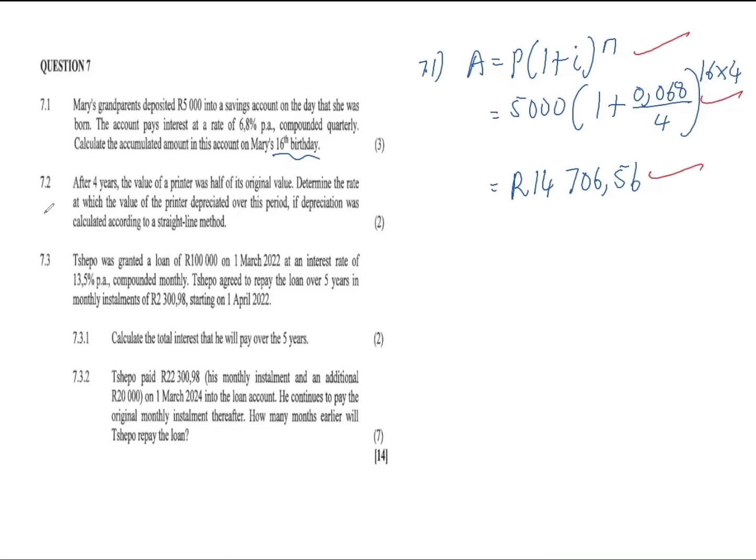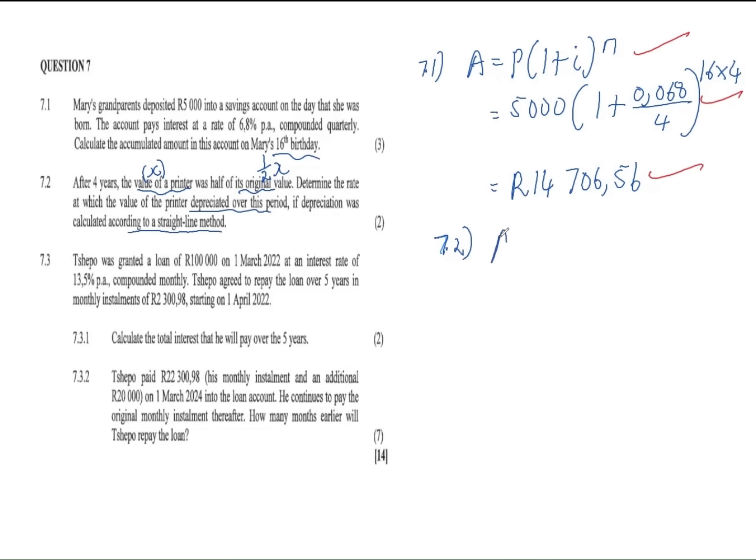Then we have 7.2. 7.2 is saying, after 4 years, the value of a printer was half of its original value. The value of the printer is not given. So let's take the value of the printer initially as X, and then after 4 years, it depreciates to half of its original price, which is half X. Determine the rate at which the value of the printer depreciated over this period if depreciation was calculated according to the straight line method.